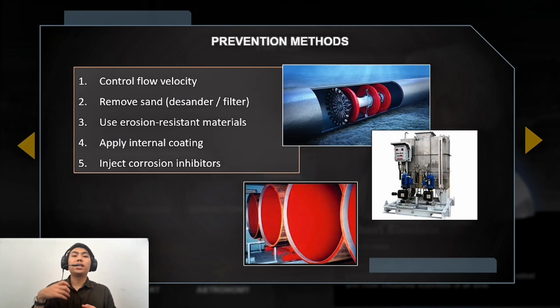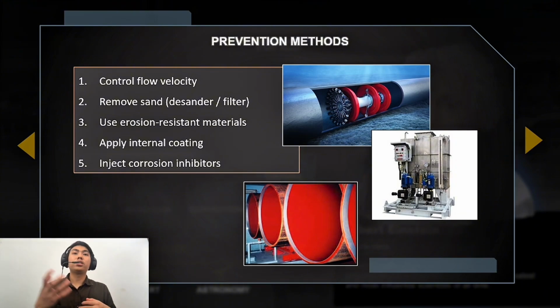Fourth, apply an internal coating to protect the metal surface from direct contact with the fluid. The last one is to inject corrosion inhibitors, to slow down the corrosion reaction. All these methods together help reduce the risk of erosion corrosion.